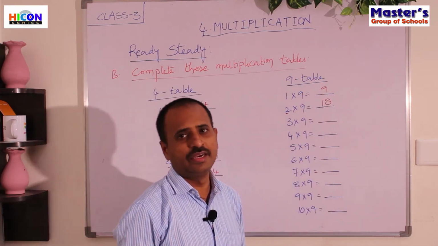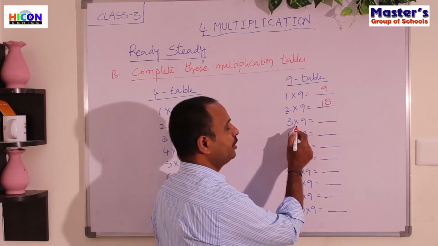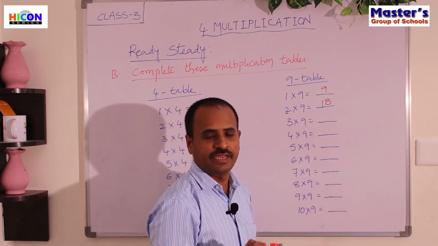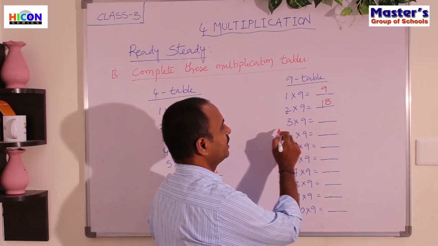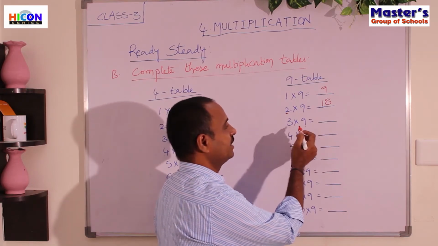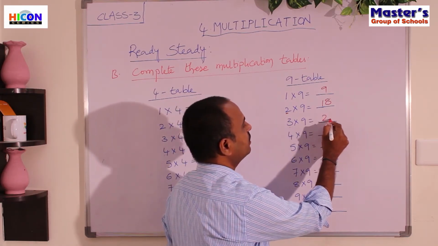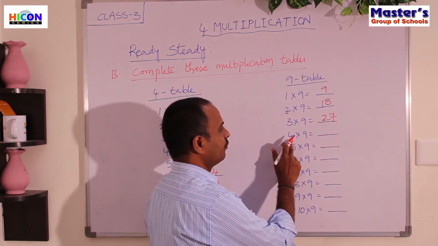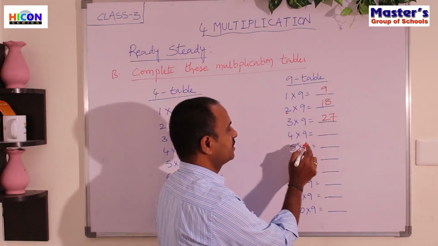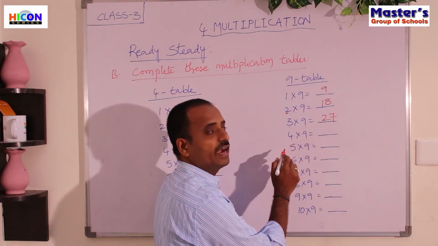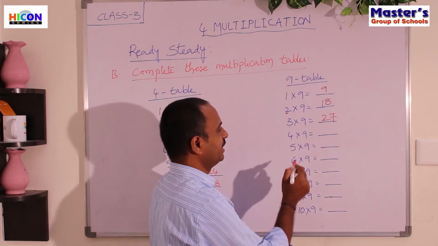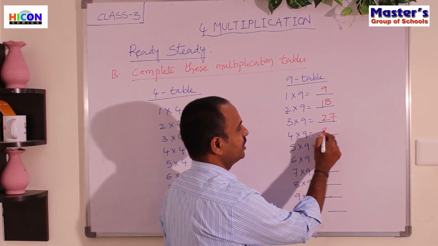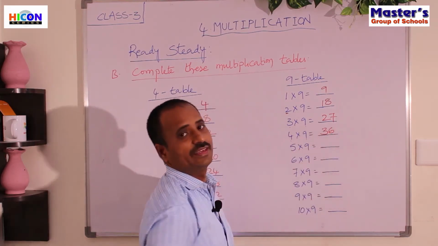2 9 jar 18. And see the third one, 3 into 9. This means the number 9 is added 3 times, and it can be written as 3 into 9. 3 9 jar how much? Children, 3 9 jar, 27. Let's see the next one. So 4 into 9. That means the number 9 is added 4 times. It can be written as 4 into 9. So 4 9 jar, children how much? 4 9 jar 36.